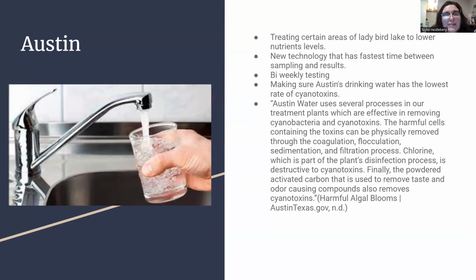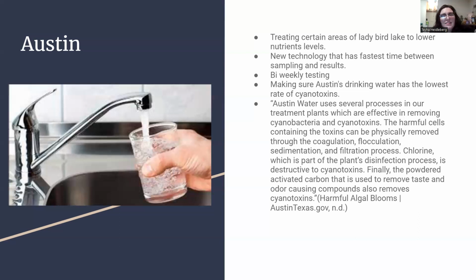And then they do bi-weekly testing, and that's pretty much to also make sure that nothing changes, and it can change. Algae can form very fast, so it's important that they do this bi-weekly testing. And then making sure that Austin's drinking water has the lowest rates of cyanotoxins. There's actually no limit on cyanotoxins for drinking water in the United States. You can have as many cyanotoxins, but they're trying to make sure that it is the lowest possible they can.